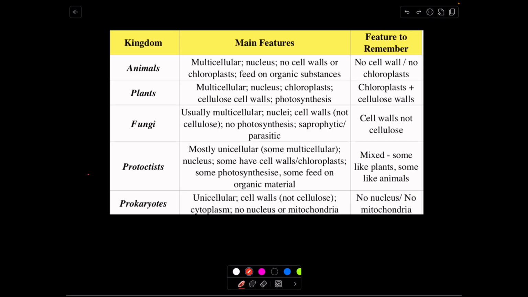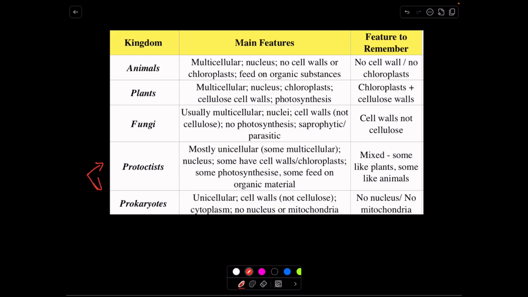Now let's start with kingdoms. So there are 5 kingdoms you need to know. The way I like to remember this, look at your hand, 5 kingdoms, okay? 5 fingers, 5 kingdoms. Each one: animals, plants, fungi, protoctists, and prokaryotes. A lot of people get these two mixed up and I'm going to clarify them for you, okay?